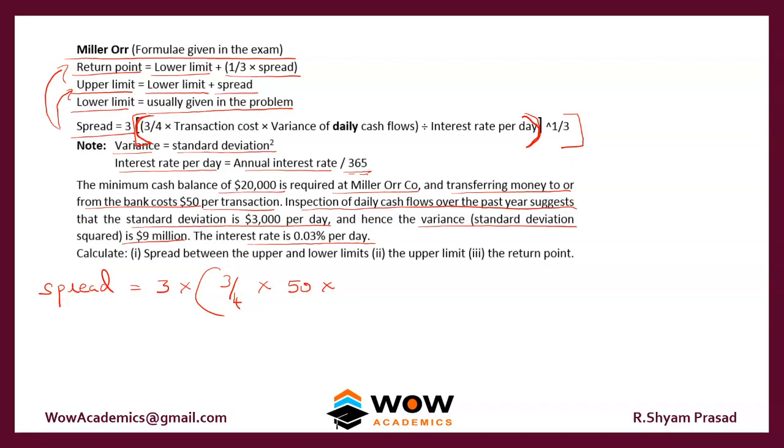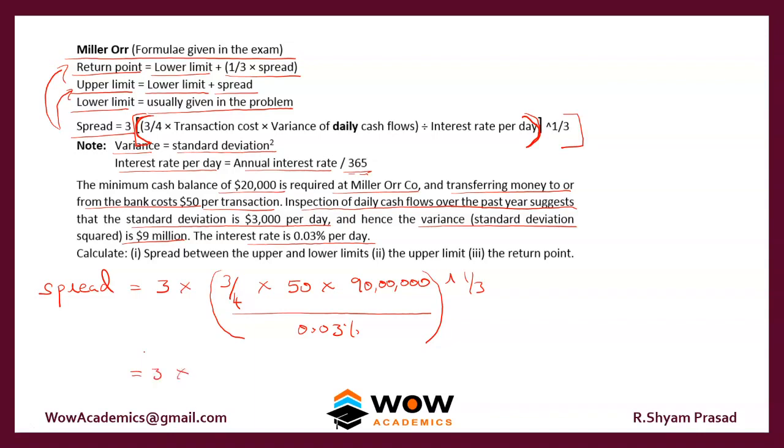multiplied by the variance of daily cash flow. The variance of daily cash flow is 9 million, and then we need to divide all these by the interest rate per day. So the interest rate per day is 0.03 percent. So solve all this to the power of 1 by 3. So we'll try to solve. So first solve the inside part of the formula.